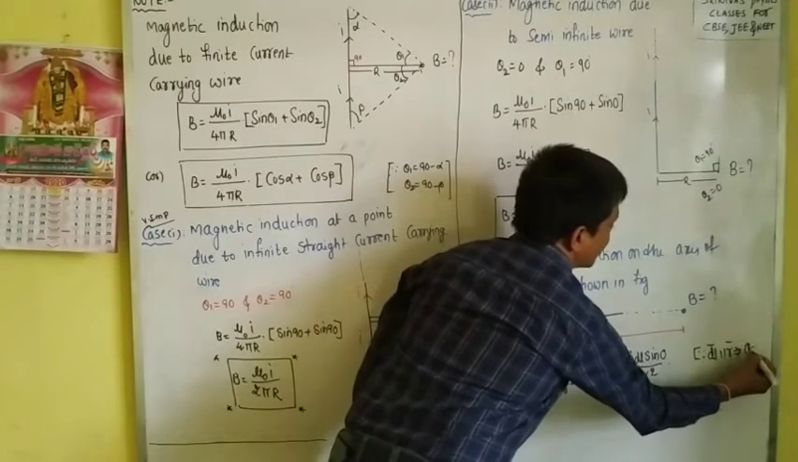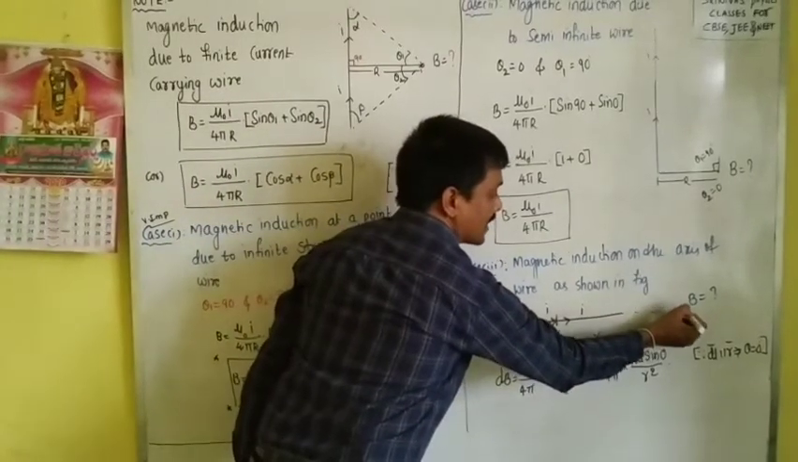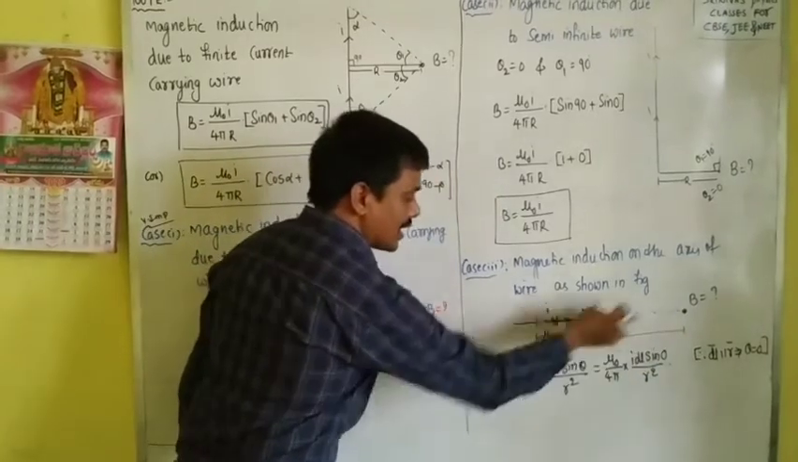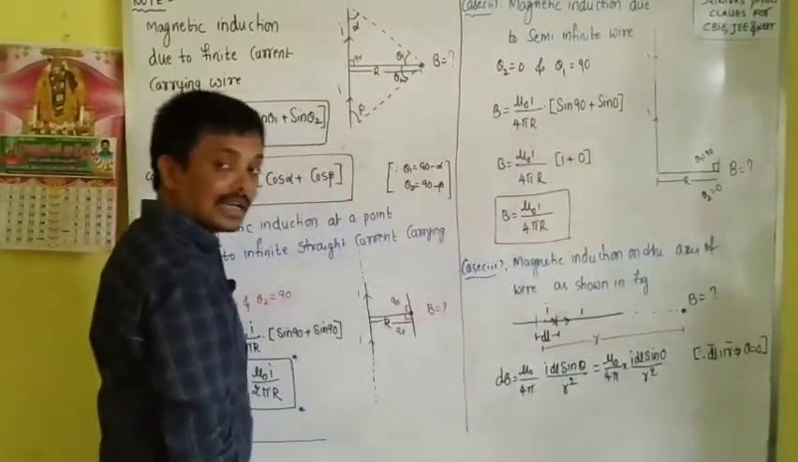That's why theta is 0. What is r bar? R is where you want to find out the magnetic induction. That point and the element you have to join. This is small r, and dl is also along the same direction. When dl and r are parallel, the angle between dl and r is theta.